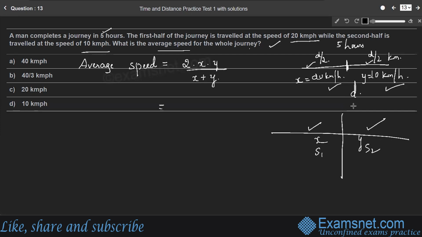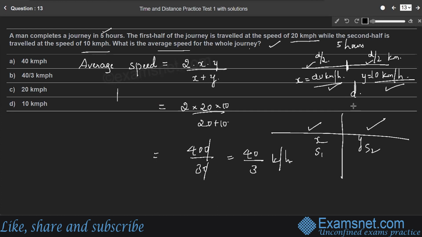So apply the same formula and substitute the values here. x is 20 kilometer per hour, y is 10 kilometer per hour. So 2 into 20 into 10 divided by 20 plus 10. And so it is 400 by 30, right? Which is equal to 40 by 3 kilometer per hour. So the average speed of the given man is 40 by 3 kilometer per hour, option B.